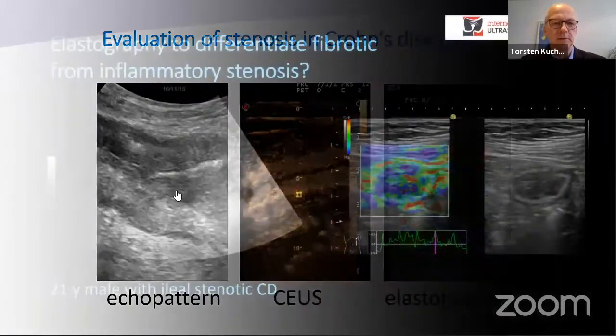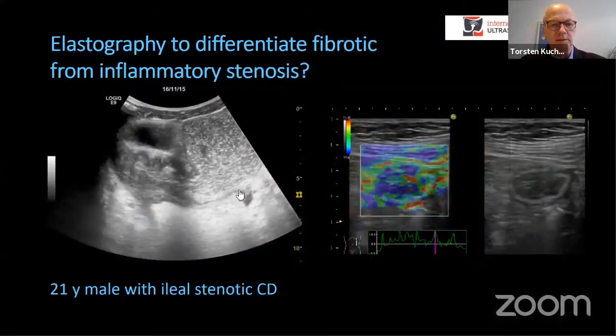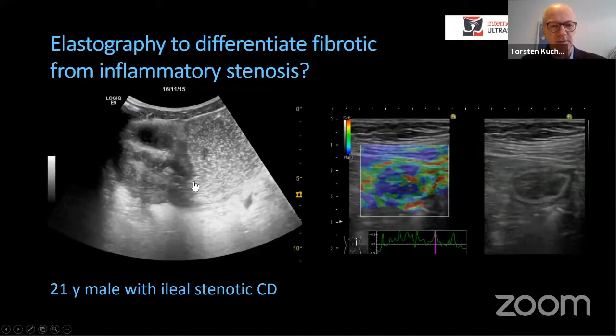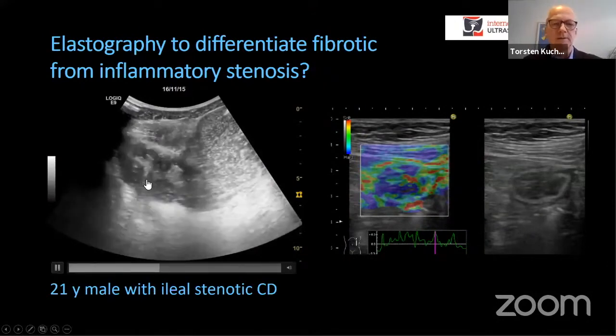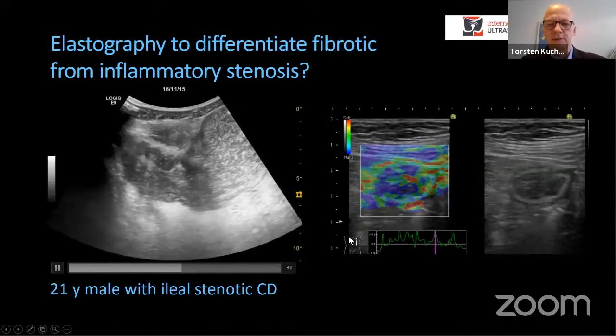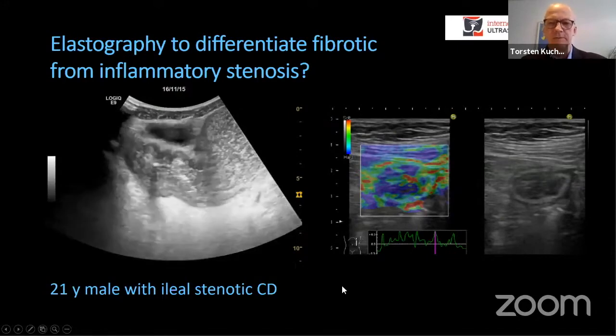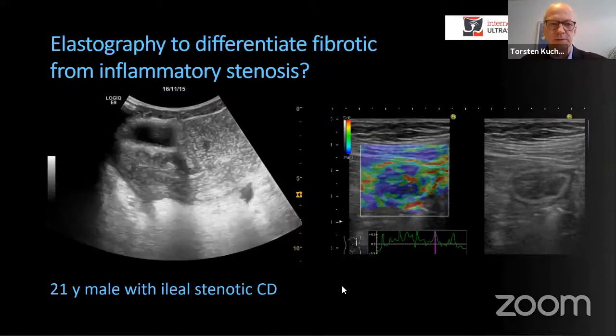As we did here in this 21-year-old male, as you can see here, prestenotic dilatation. This is a stenosis here. If you look at the echo pattern, it's more hypoechoic, so appearing more fibrostenotic, which is confirmed here by using elastography in this patient.